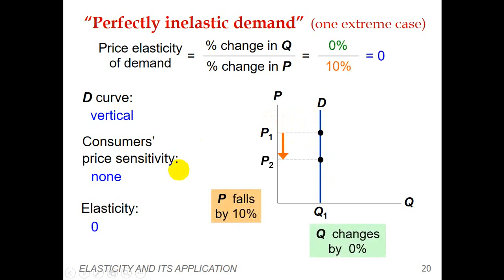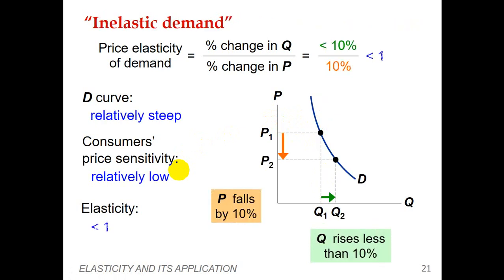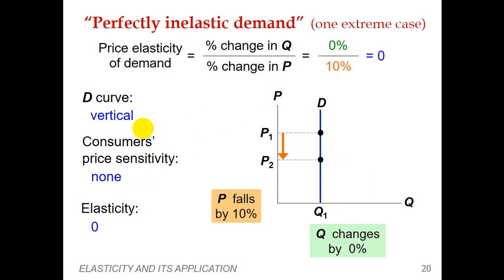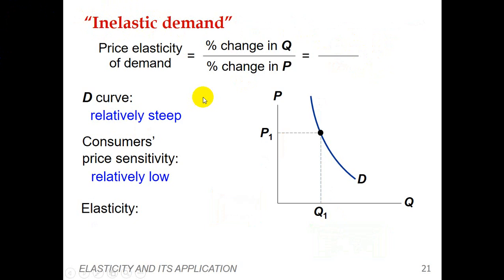So this is the example, and next we are going to move to the inelastic demand curve. Previously we had the case of the perfectly inelastic demand curve, and the end result is equal to 0. The elasticity is equal to 0. Now the case is the inelastic demand curve, which means if there is a change in prices, there is a slight change in quantity demanded.